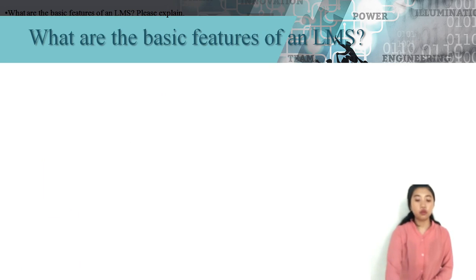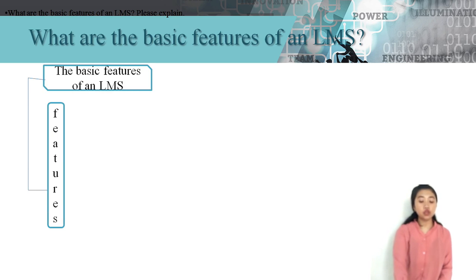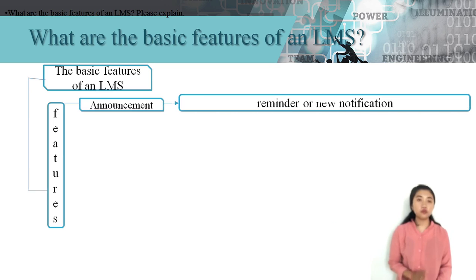Let's move to question number 2. What are the basic features of an LMS? So there are some basic features of an LMS. The first feature is announcement, reminder or notification. This is a place to communicate between teacher and students about the important information about the course. The announcement provides information about the course, the background of the teacher, and syllabus.